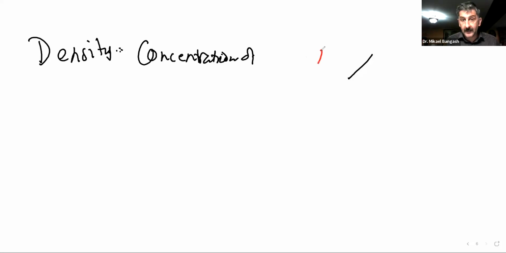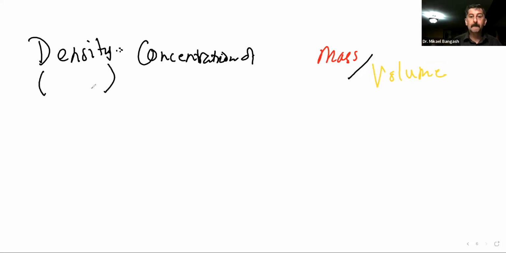So here, density is going to be the concentration of mass per volume. And mainly, as we look at this, that gives us the unit for density.